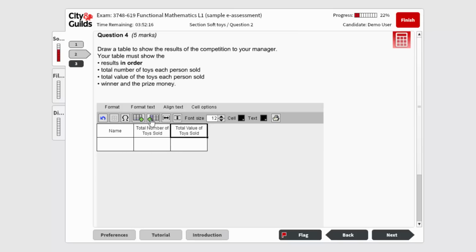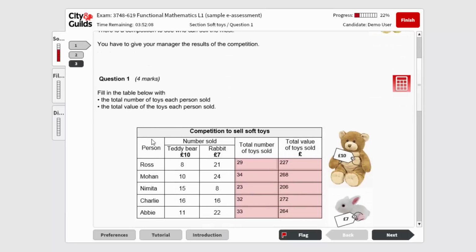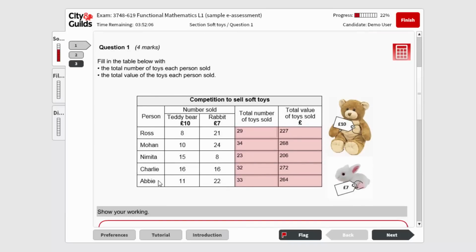You can see you can use those buttons to add rows and add columns. You can also format your cells to make them look pretty. You can make the titles bold. Various other things. But let's make sure we get all the information in there.